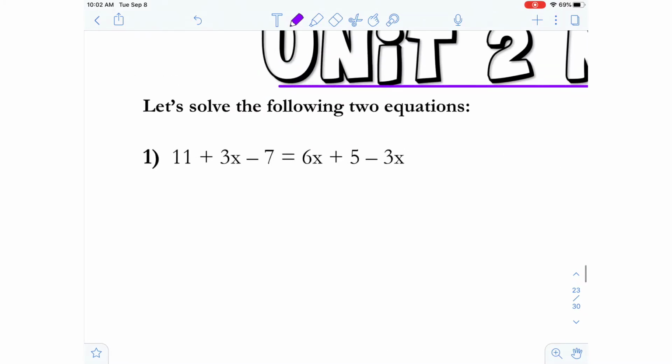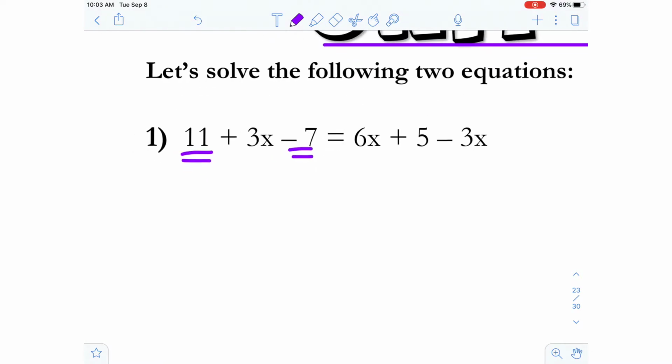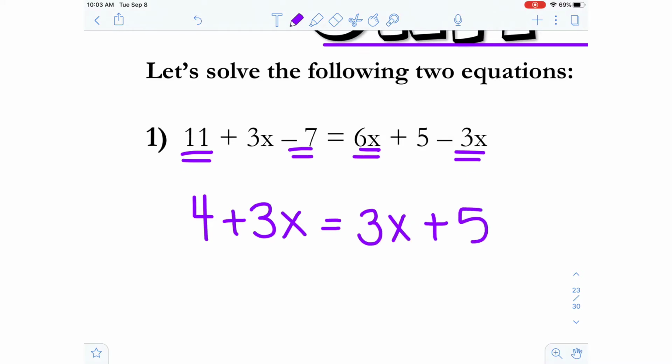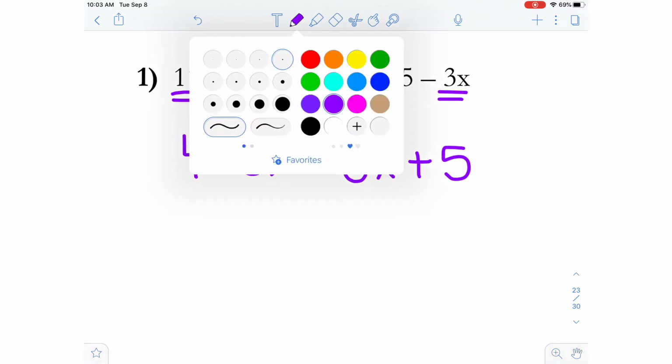So, starting with number 1, we are going to solve this equation like we normally would. On the left side, I'm going to combine like terms. So, 11 and negative 7 are going to combine to 4 plus 3x. And I'm going to do the same thing on the right side. On the right side, my variables combine, so 6 minus 3 is going to give me a 3x plus 5. And I'm just going to go about solving this equation like I normally would.